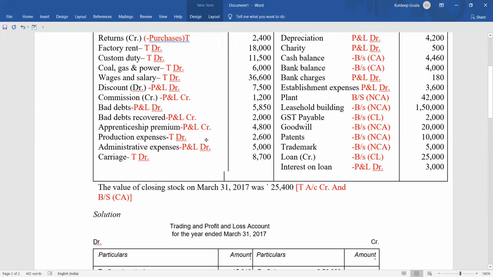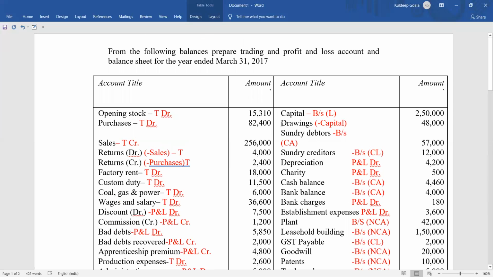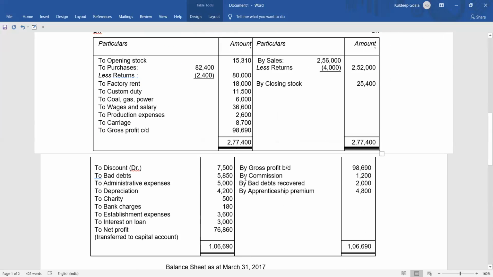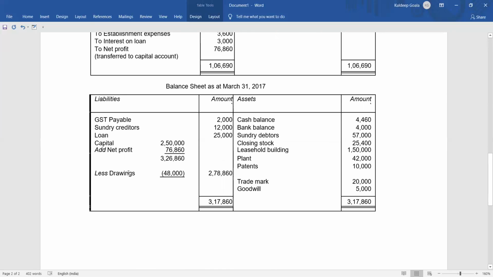And then we have to deduct the drawings that we saw at the top of the trial balance, that was 48,000. It will be deducted because it was withdrawn by the owner. So less drawings 48,000. The total now comes to 2,78,860 rupees. Okay, this is the adjusted capital amount. Clear? Okay, so this side is done.